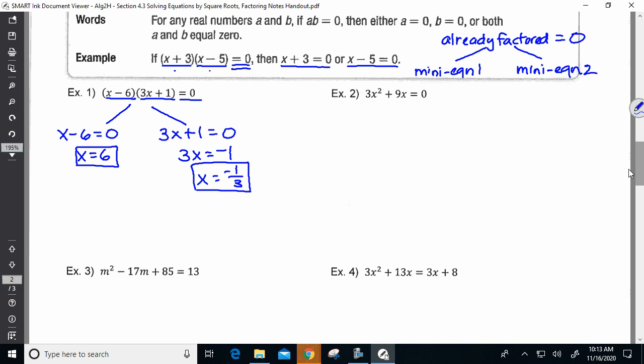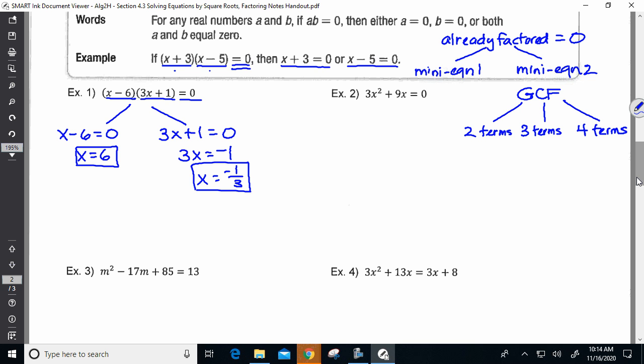So, just to remind you about factoring. The first rule of all factoring is greatest common factor. That's the first step for all factoring. Then, what you do after that depends on how many terms you have: 2 terms, 3 terms, 4 terms. It depends on what you have left over.